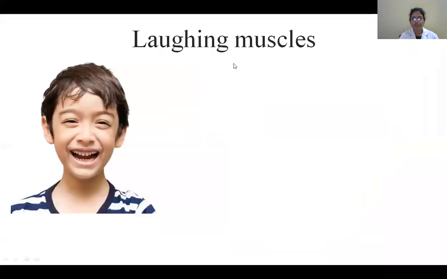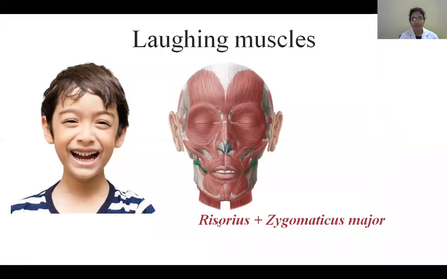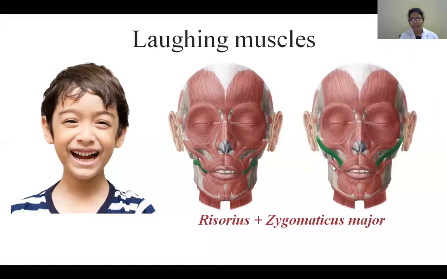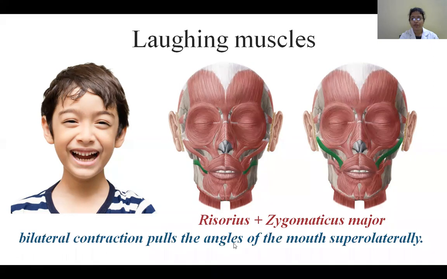Now there are a few muscles which are known as laughing muscles. Now let us see which muscles we assess when we laugh. So again we have a pair of two muscles, that is risorius and zygomaticus major. So this is risorius, a small muscle over here, present at the angle of the mouth, and this is zygomaticus major, again located near the angle of the mouth. So when both of these muscles contract, they pull the angles of the mouth superolaterally. So this is how these muscles are used for laughing.